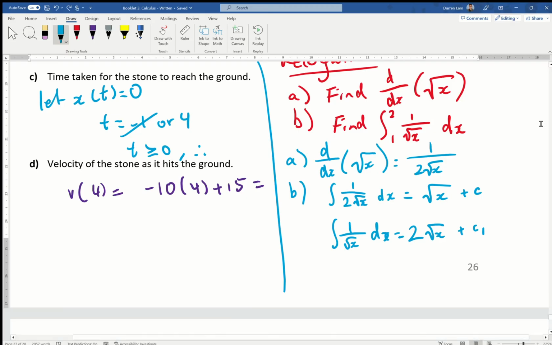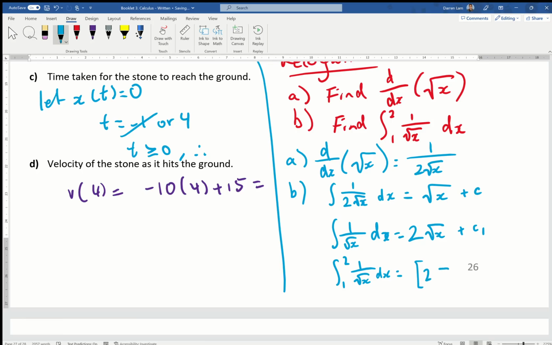From there, because the question is just asking us to do from 1 to 2, I can just say that if I go from 1 to 2 of 1 over root x dx, it's the same as doing the definite integral of 2 root x from 1 to 2, which I'm assuming you're okay to do from there. The rest of it's identical. Long video. Any questions?